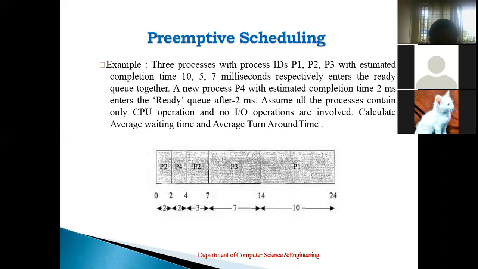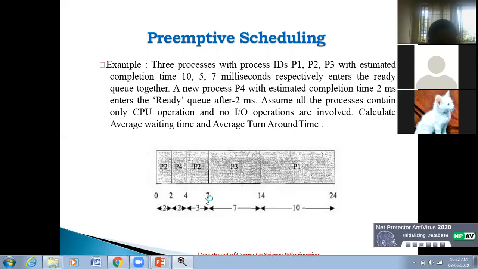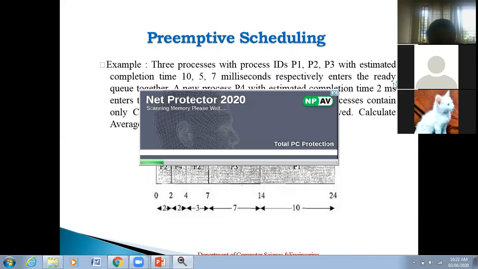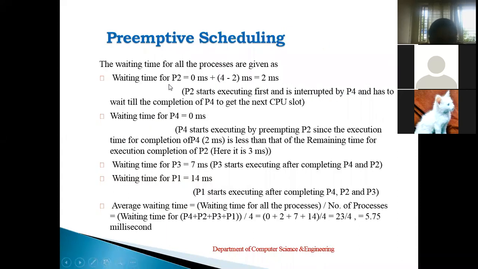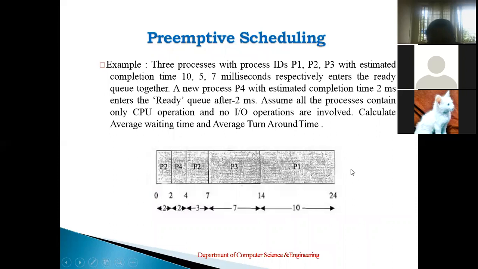I am asking what the waiting time for P3 is. You have to see the execution time. P4 has taken how much execution time? 2 milliseconds. What is the P2 execution time? Earlier it was 2 milliseconds, after that 3 milliseconds, so 3 plus 2 is 5, and this one is 2. So in total it is 7. So the waiting time for P3 is 7 milliseconds, because P3 starts executing after completing P4 and P2. Okay. Now, what is the waiting time for P1? Rutuja.